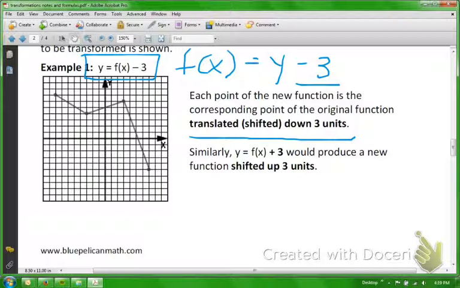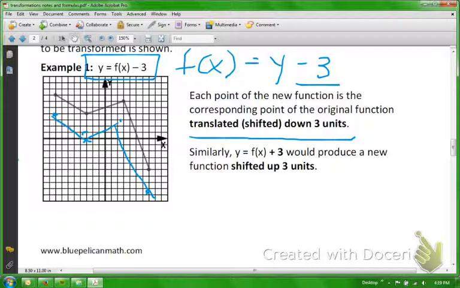So from right here, we're going to count down 3, and it's going to be right about here. On this one, we're going to move it down 3 units, and it'll be right here. We're going to do that for each point, and with this, it's a little bit difficult to draw. And then we can connect the dots. And we've just moved that whole graph down 3 units.